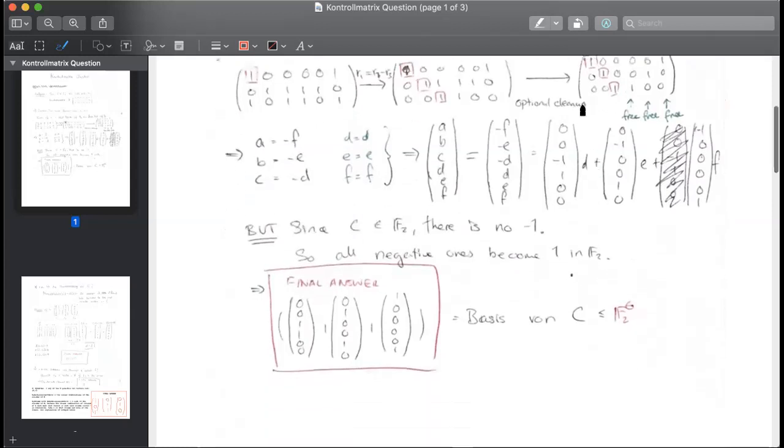So these vectors that you have over here, in other words the null space of B, are going to be the basis of your matrix C, and that's the answer. Okay, so that's all you need to write.